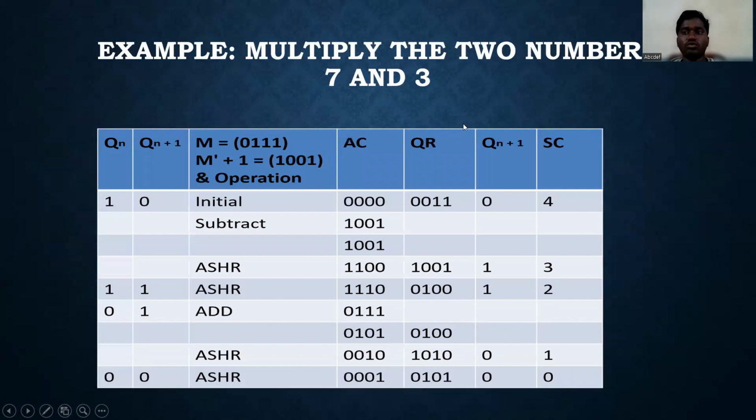This is the example of two numbers in the Booth multiplication algorithm, 7 and 3. This is the process. These are the values, how we initialize and continue with the process until the Booth multiplication result is obtained.